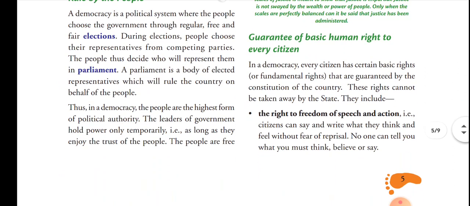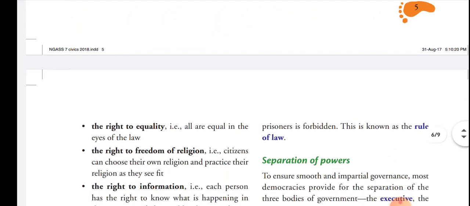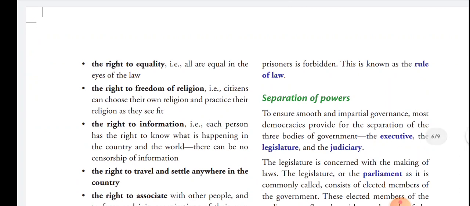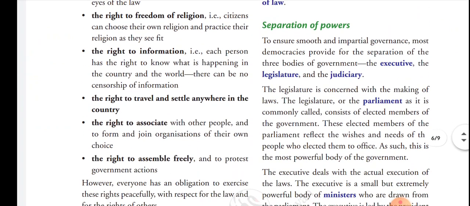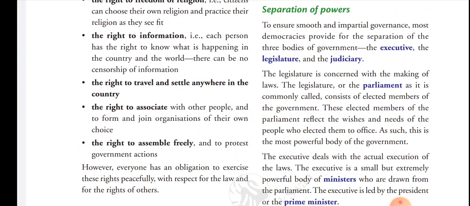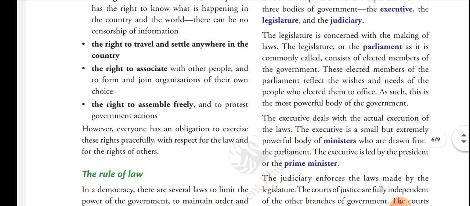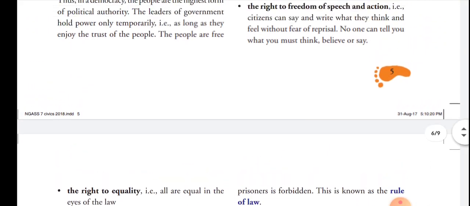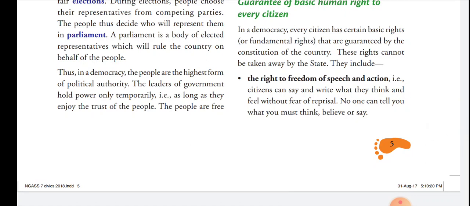And the next one is the guarantee of basic human rights to every citizen. Here every citizen gets the equal human rights which are guaranteed by the constitution. Some human rights are right to freedom of speech and action, right to equality, right to freedom of religion, right to information, the right to travel and settle anywhere in the country, right to associate, and right to assemble freely. So these are a few human rights.